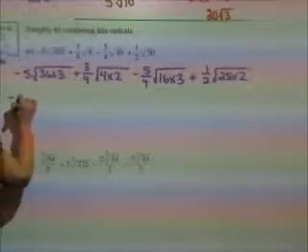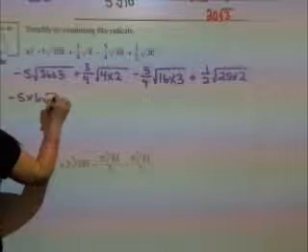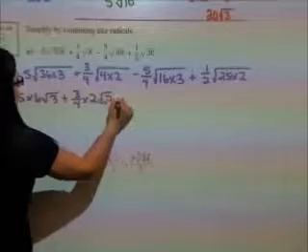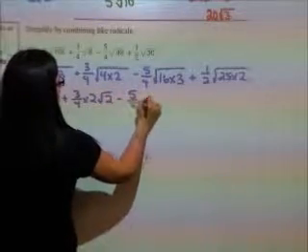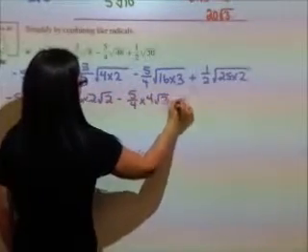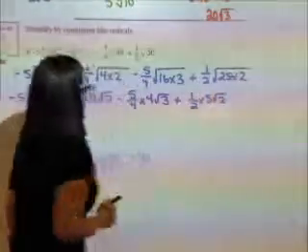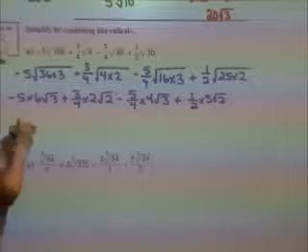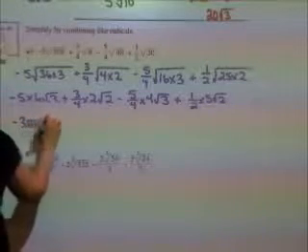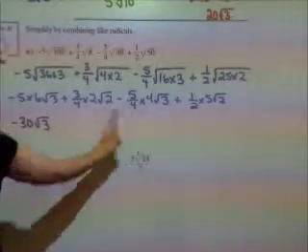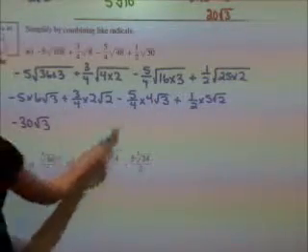So I get negative 5 times 6 root 3 plus 3 quarters times 2 root 2 minus 5 quarters times 4 root 3 plus 1/2 times 5 root 2. So I get negative 30 root 3. I'm going to actually move this and start collecting my like radicals.